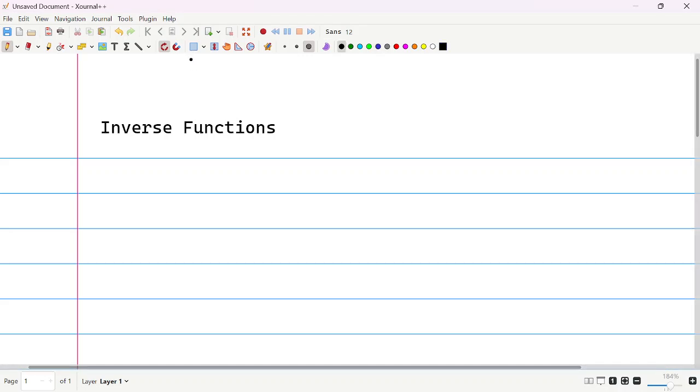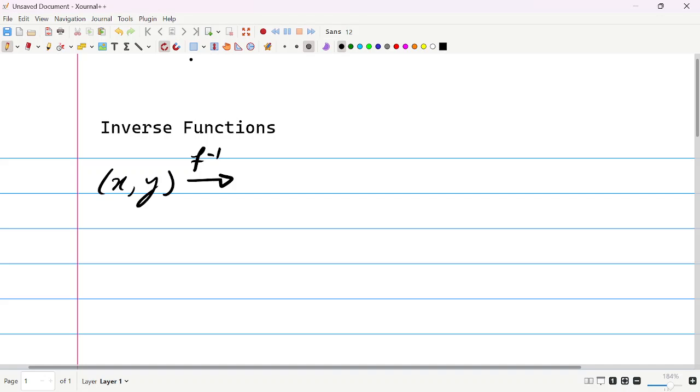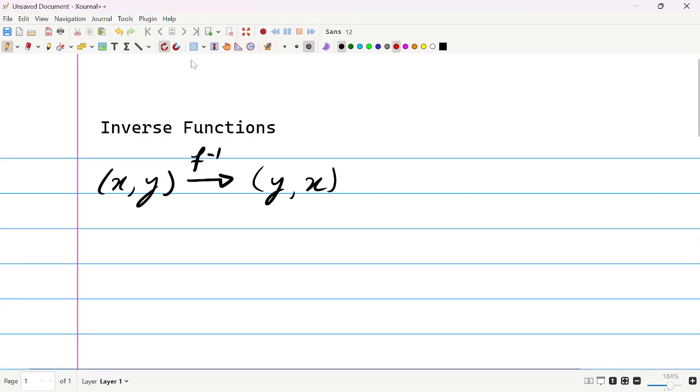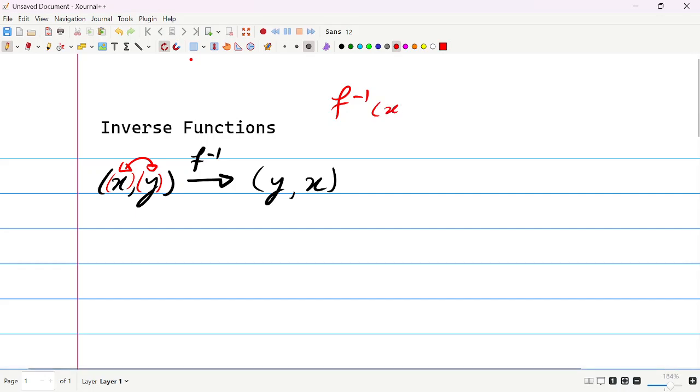If we have a coordinate (x, y) and we want to find the inverse of this coordinate, which is notated by f negative 1, note that it's not f to the power of negative 1, it is just the inverse. This is a notation. If we say f negative 1, which is the inverse, we should get the flipped version of the coordinates. All we did was take x and y and swap them around to get (y, x) coordinates.